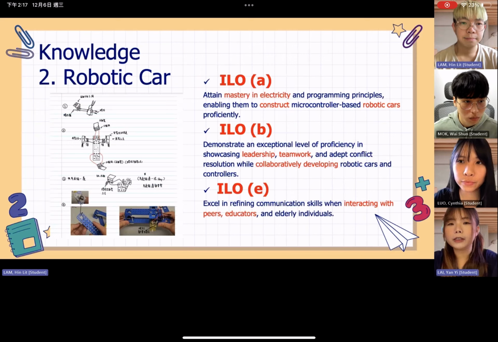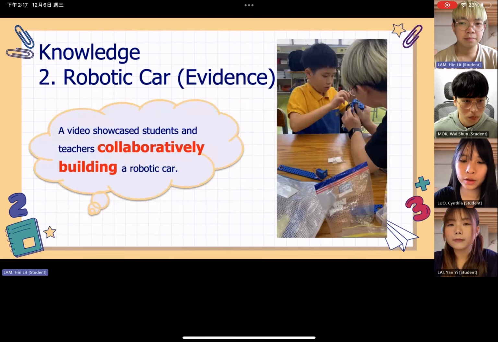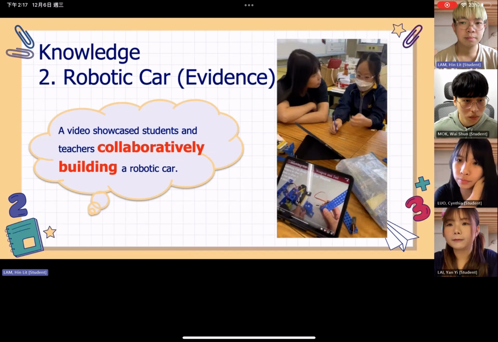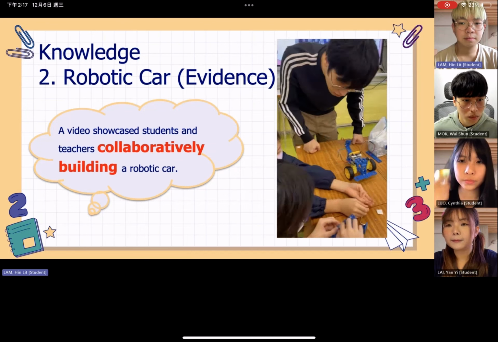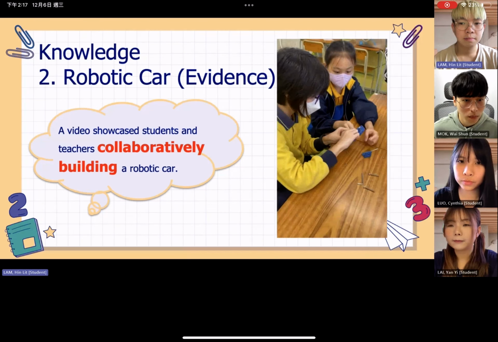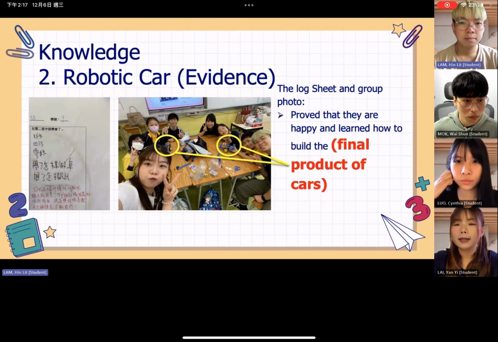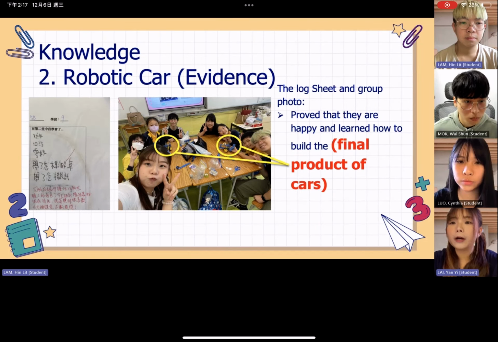The second knowledge is robotics, to achieve ILO A, B, and E. Here is a video showing students and teachers cooperatively building a robotic car. The second evidence is that the log sheet and group photo prove that they were happy and learned how to build their final product, the car.